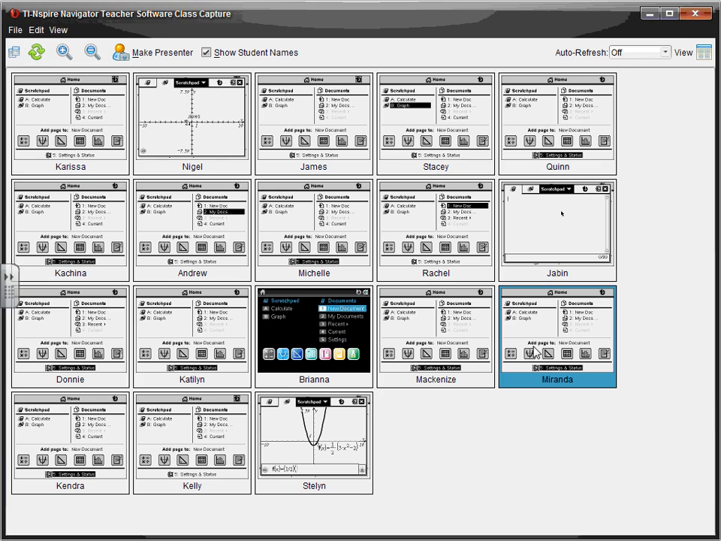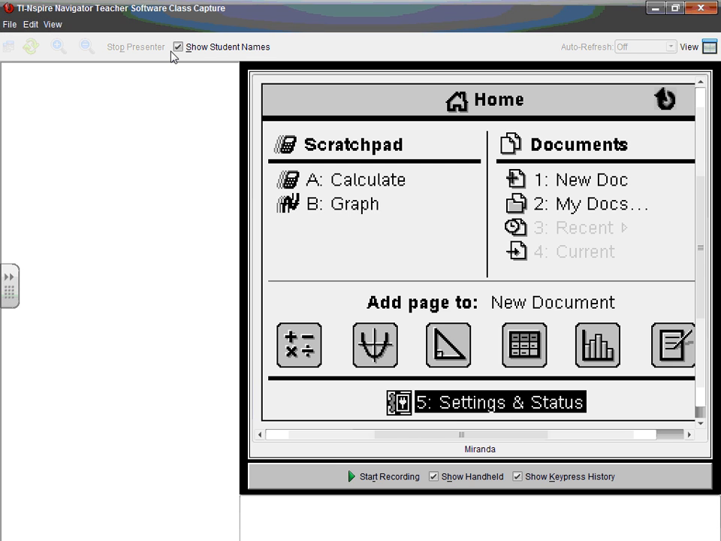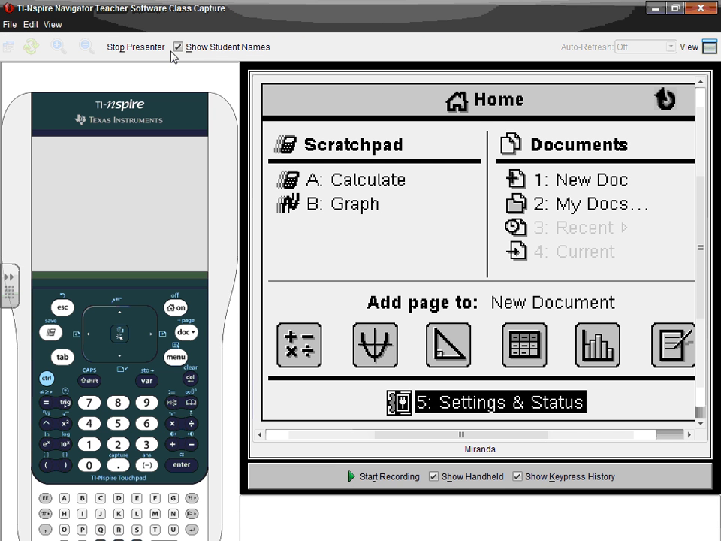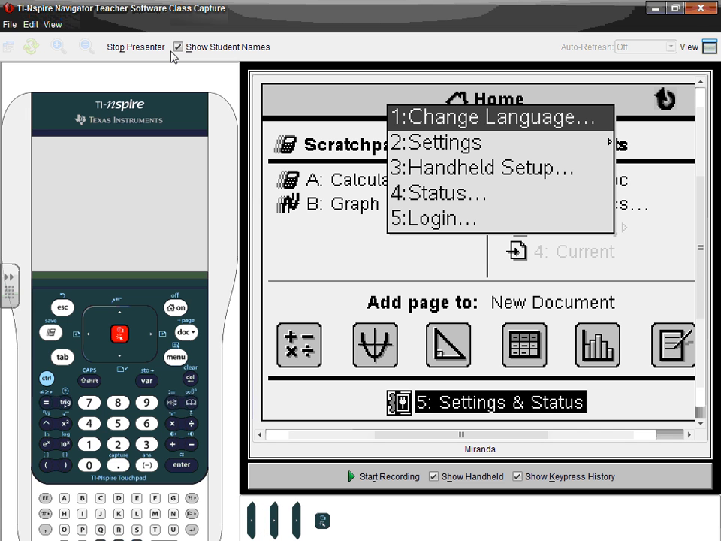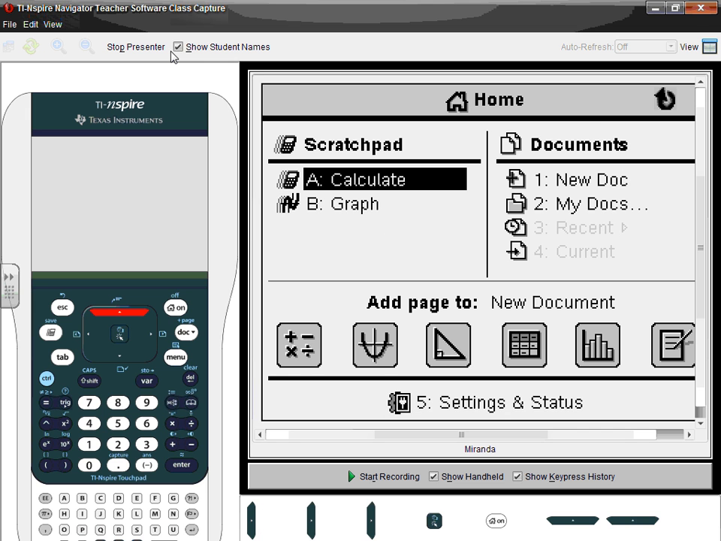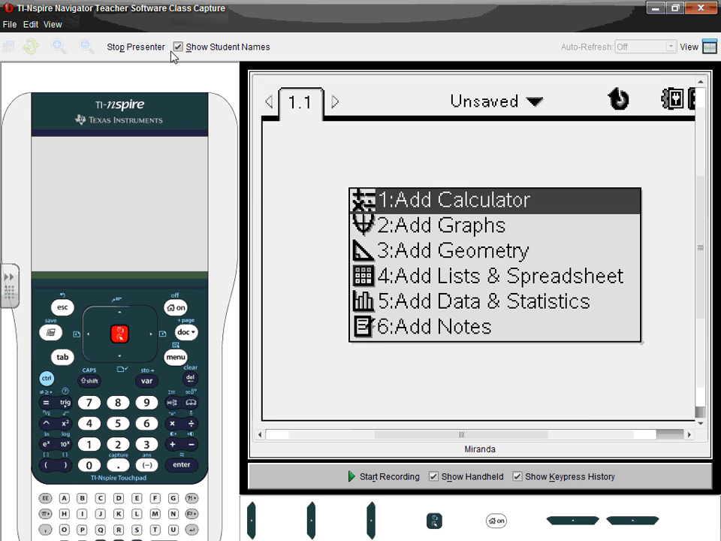Miranda, you're it, because Rachel doesn't seem to be up there. All right, go to new document, 1. Hit escape. 1. You want a graph page.